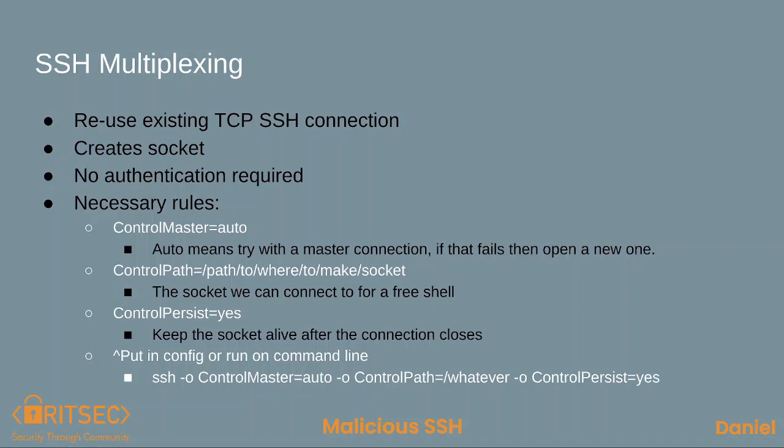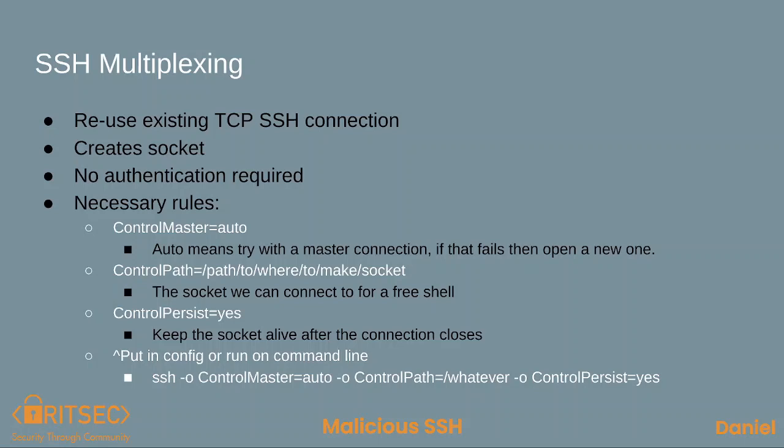So ControlMaster has to be set to auto. Auto means just try it with a master connection; if that fails, just open a new one. You can set it to yes and get most of the same results, but auto is just better for what we're doing maliciously. ControlPath is just the path where you want that socket to be created. And ControlPersist means keep that socket alive after the original SSH connection quits. If you don't set this, then after that person is done SSHing onto that box, the socket will go away. So we set that to yes so that doesn't happen. To specify these different options, you can put them in the configuration file, or you can just set them when you run SSH on the command line.